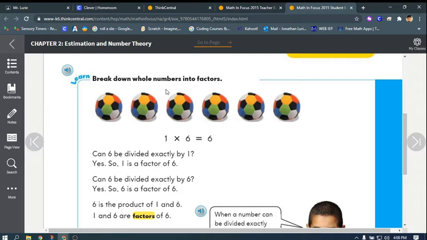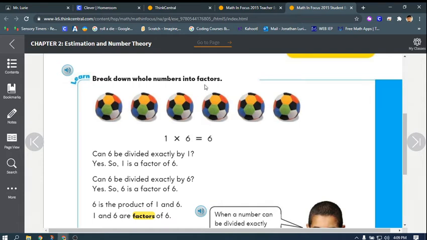And then we see 6 soccer balls, and it says 1 times 6 equals 6. Can 6 be divided exactly by 1? So remember, division is about sharing or making equal groups. So let's take a look. Got 1, 2, 3, 4, 5, 6.